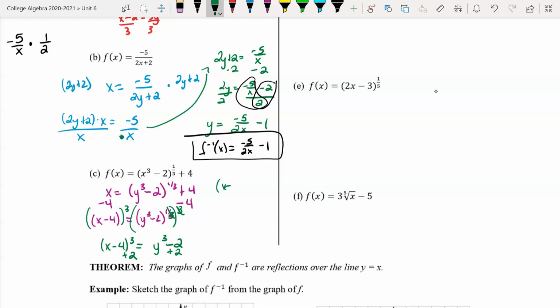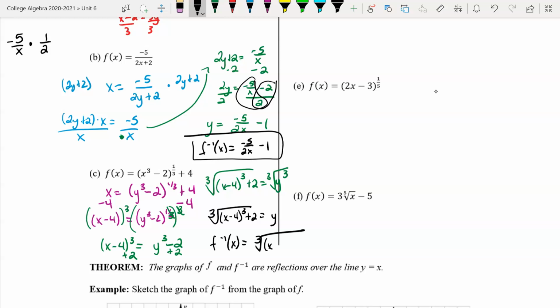So then I have x minus 4 to the third plus 2 equals y cubed. To get rid of an exponent, normally we would square root it, right? But this is not square, this is cube, so we cube root it. So we cube root everything over here. So I'm going to say the cube root of x minus 4 to the third plus 2 equals y. So my inverse is that answer, the cube root of x minus 4 to the third plus 2.